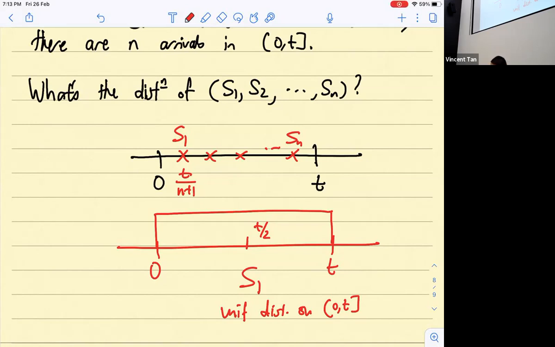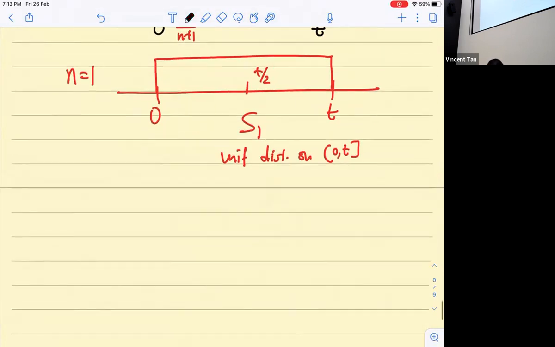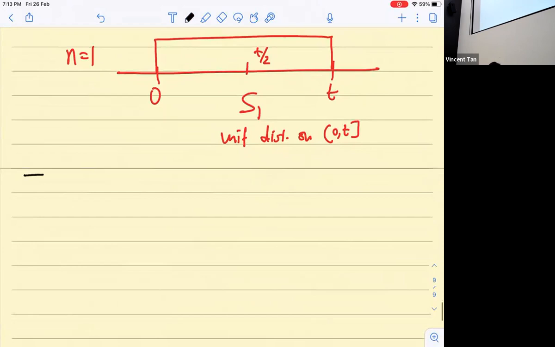Okay, but let me write down the formal statement. So here is n equals 1. Here is n general. Okay, so everyone understands the story? Now, so, theorem.